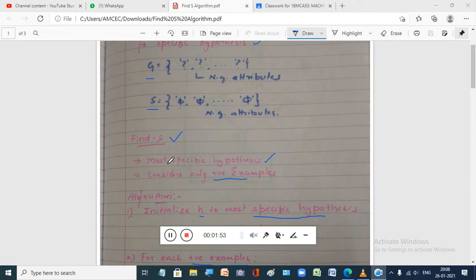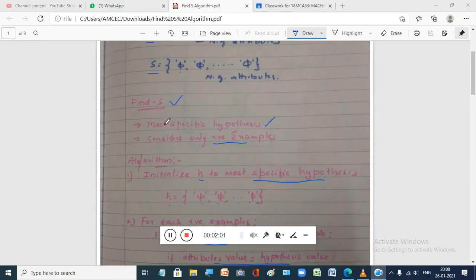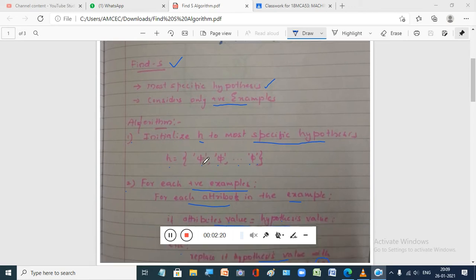Okay, now we will go with our Find-S algorithm. Why is the Find-S algorithm used? It is generally used to find the most specific hypothesis. That is why we call it Find-S. We are going to find the most specific hypothesis, and in this algorithm we consider only positive examples. We consider only the positive examples, and we don't consider negative examples.